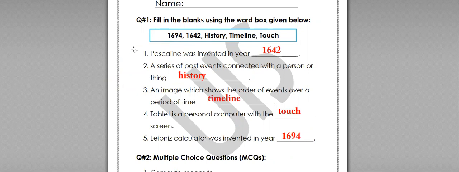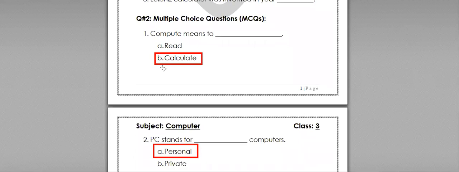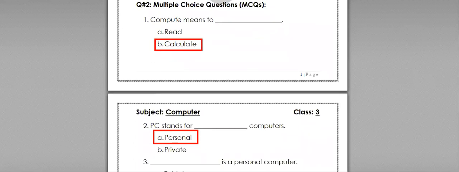Now, moving to question number 2. The question number 2 is about multiple choice questions. First point is compute means to dash, read or calculate. The right answer is calculate. Question number 2. PC stands for dash computers. The personal computer or the private computer. Personal is the correct answer.